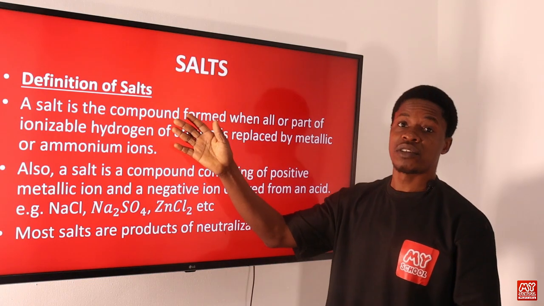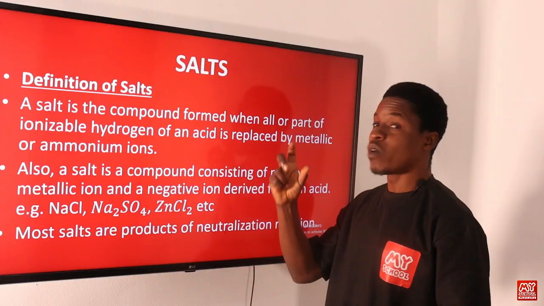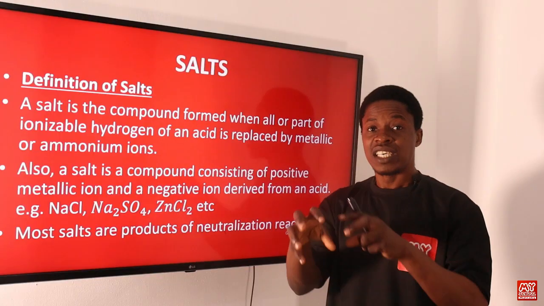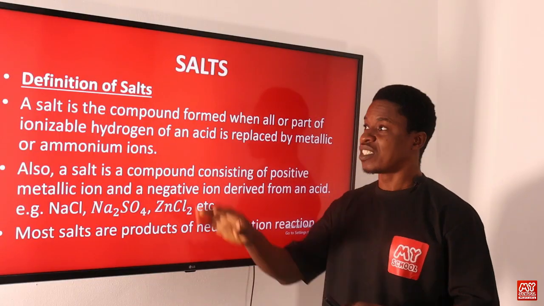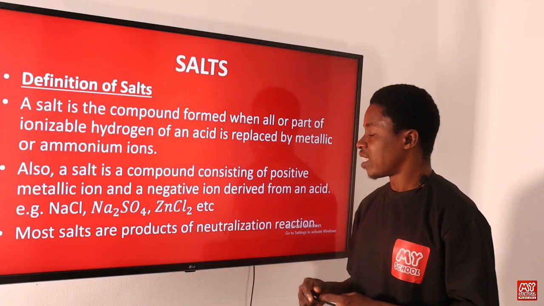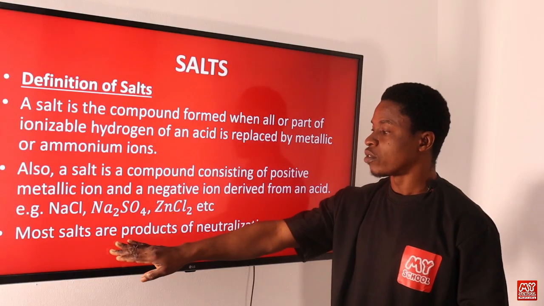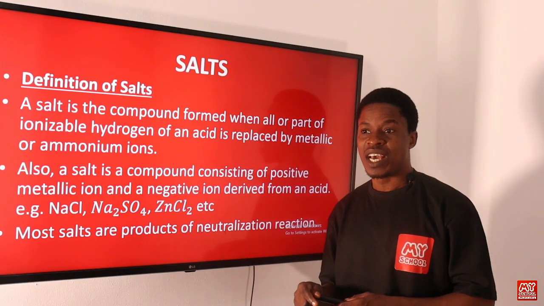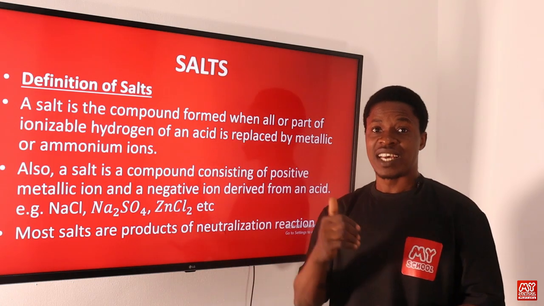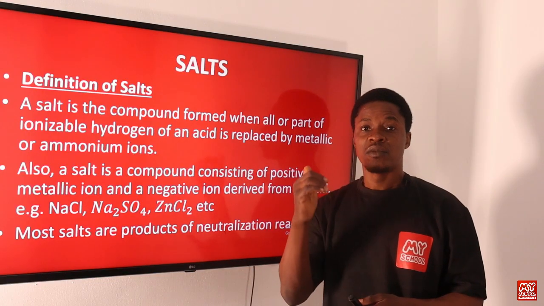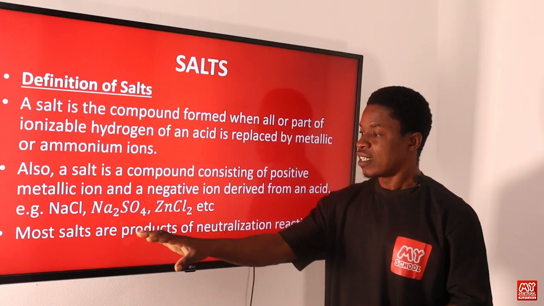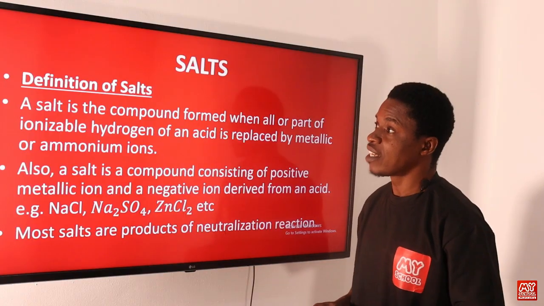So if you give this as the definition of a salt, that salts are compounds formed when all or part of the hydrogen ions in the acid are replaced by metallic ion or ammonium ion, we say we have a salt. Or a salt could also be a compound that consists of a positive metallic ion and a negative ion derived from an acid. Most salts are products of neutralization reactions, because an acid reacts with a base. Remember in the other part of the video we said that when acid reacts with bases, we always have salt and water formed. So the salts are the major products in the neutralization reaction.